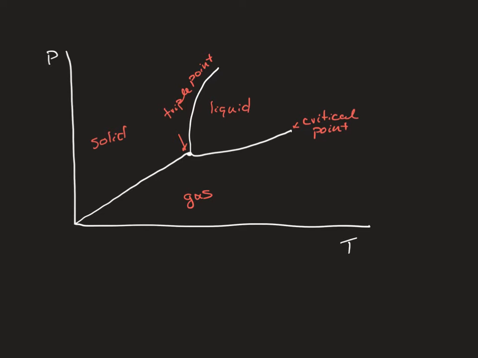I want to talk briefly about phase diagrams. So a phase diagram is where you're looking at pressure versus temperature for a particular substance. And we get these lines where the different phases can coexist. And these lines also tell us how we can transition from one phase of matter to another.